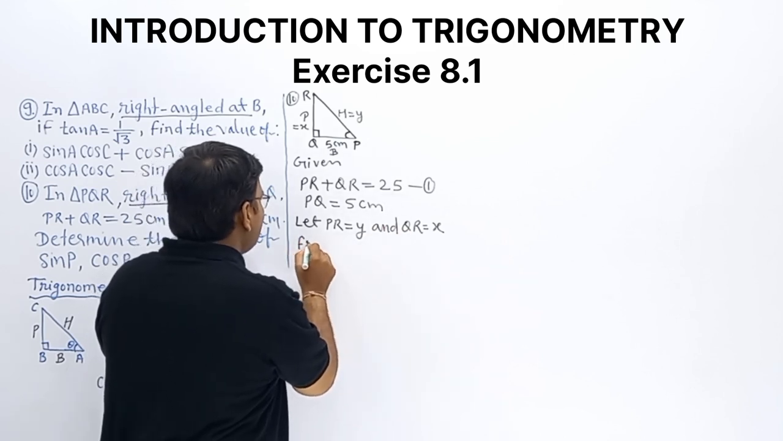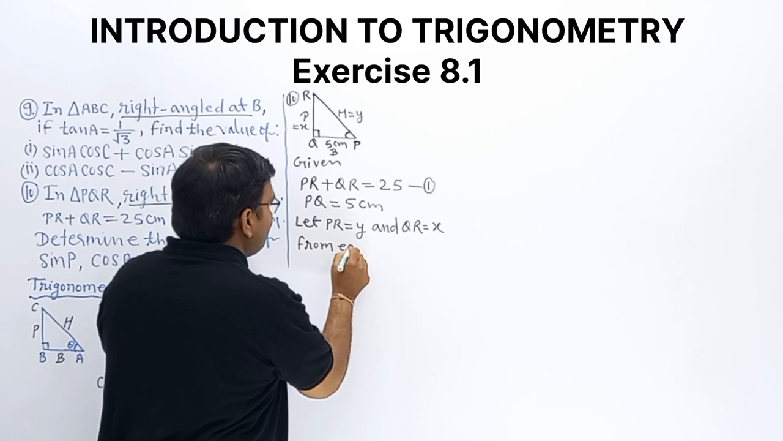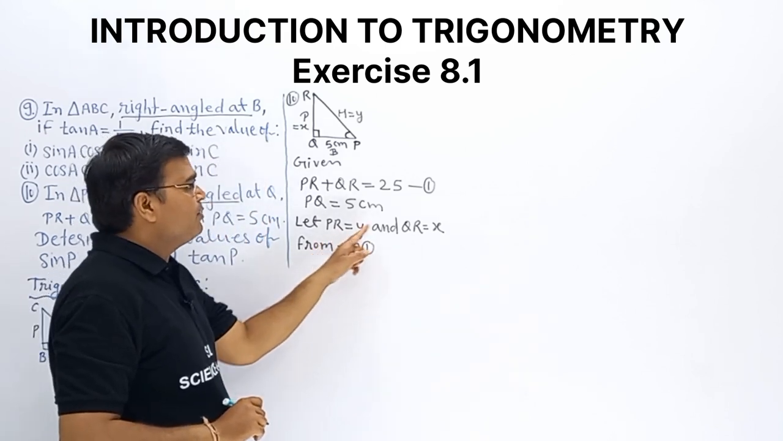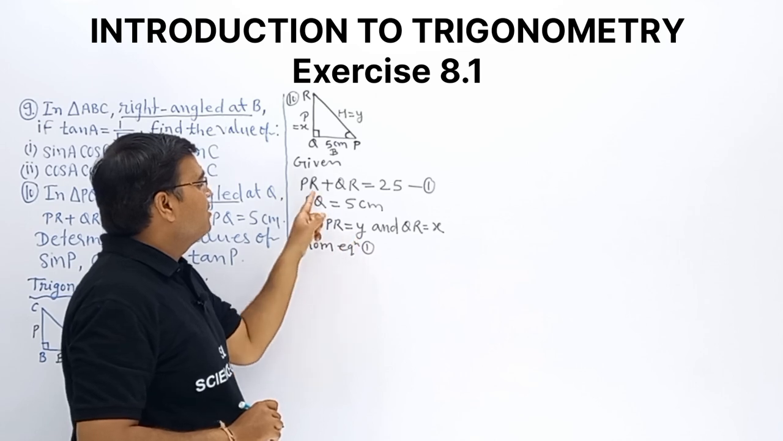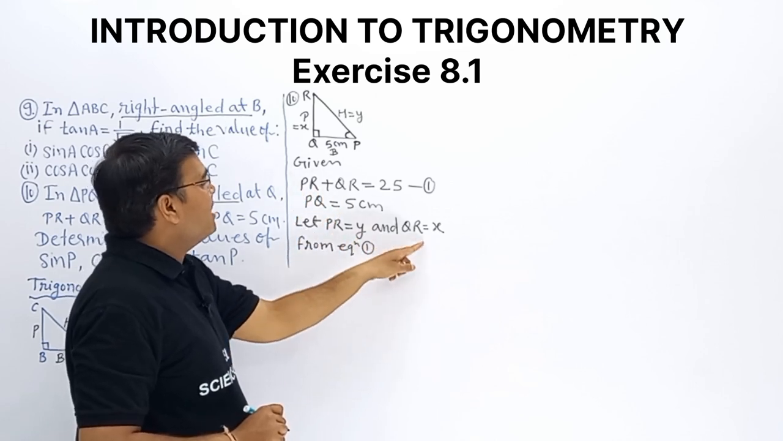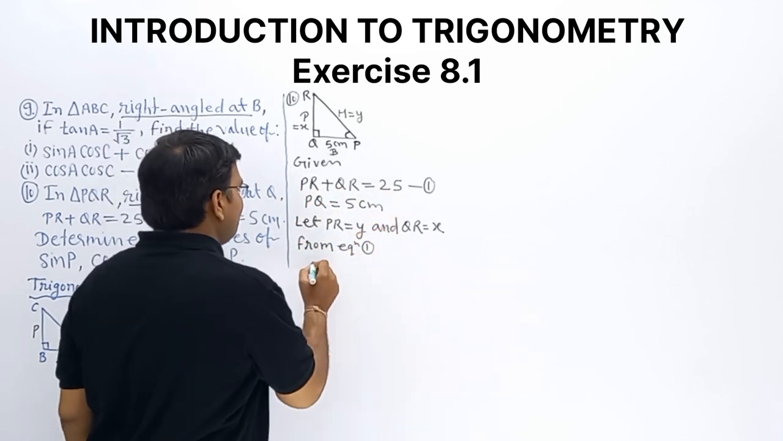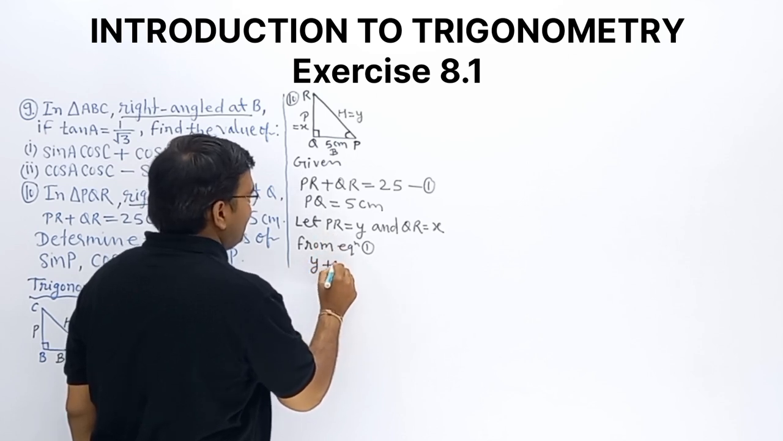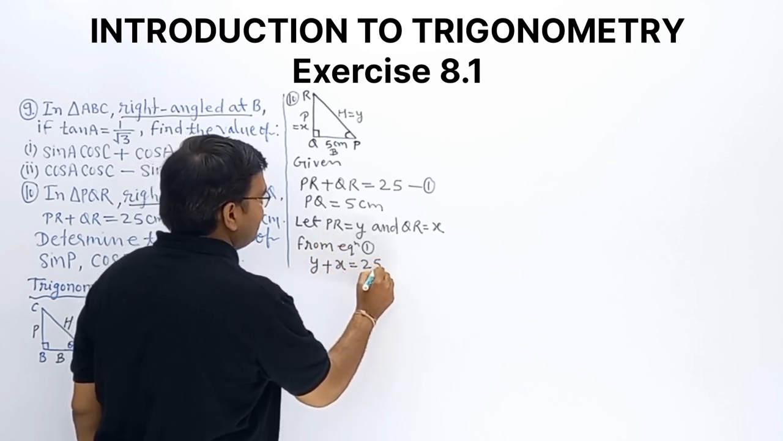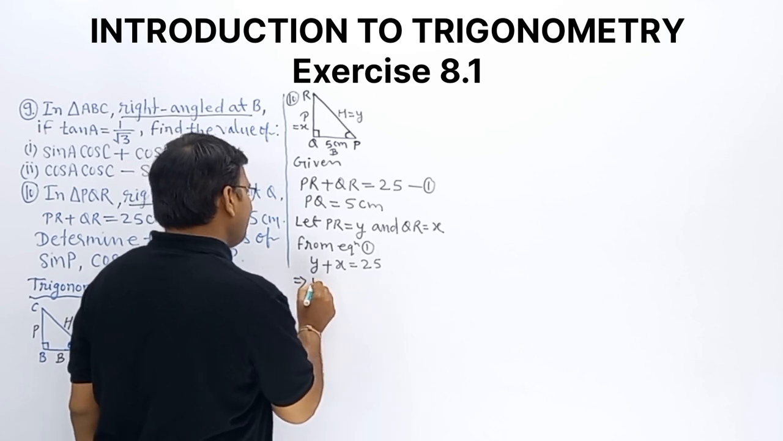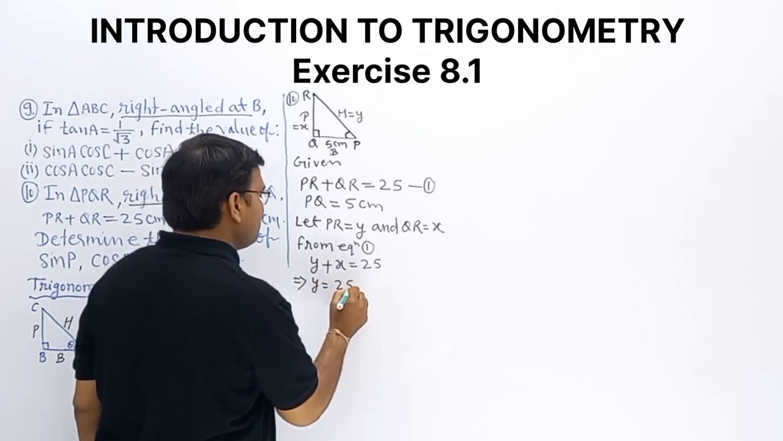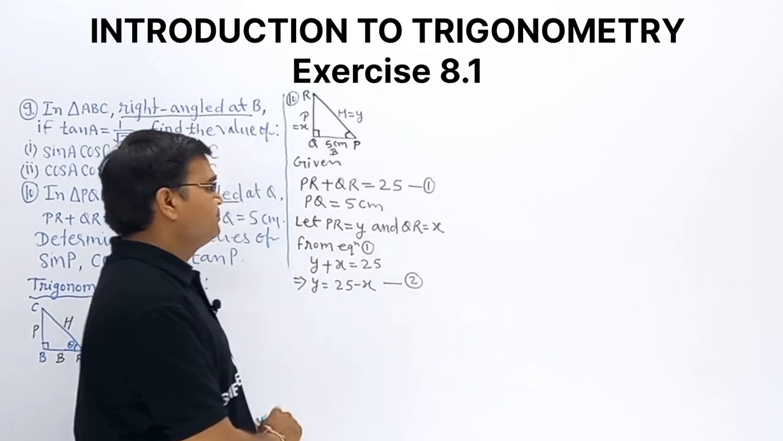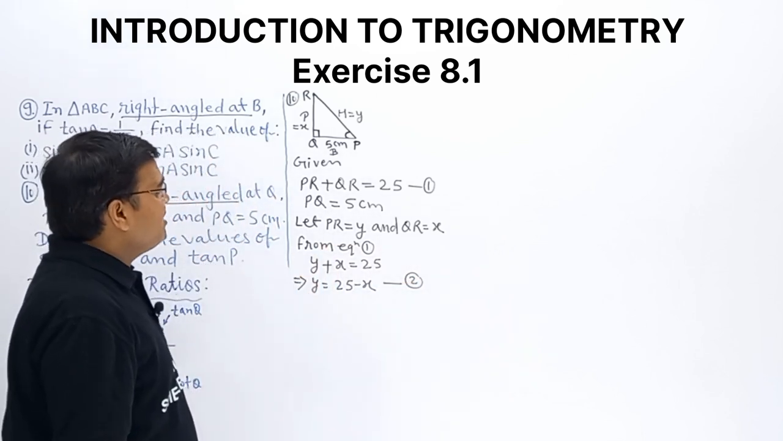From equation 1, what we can say? Once we put both values, PR equal to Y and QR equal to X, in this equation, then what we are getting? Y plus X equal to 25. Solving for Y, we can say Y equal to 25 minus X, and put this one as equation number 2. Clear?